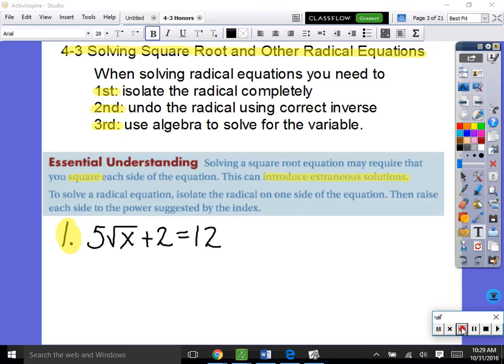Second, undo the radical using the correct inverse. So inverses undo each other. That's how we solve all types of equations. So we'll undo the radical using the correct inverse. So like what undoes a square root? A square. Correct, everybody? You get what I'm saying?